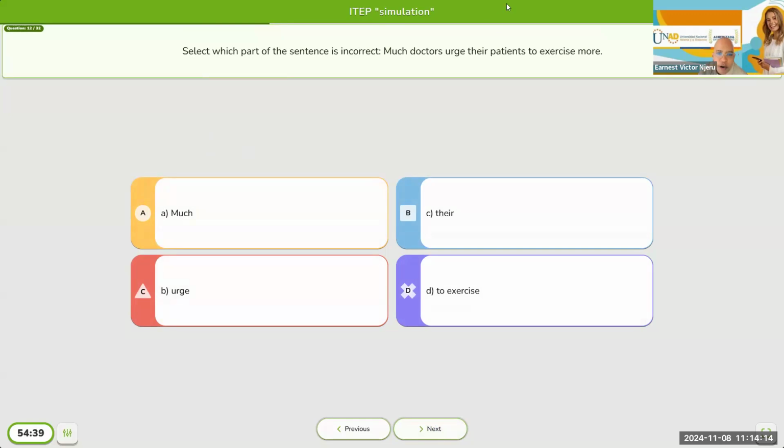Next, select which is incorrect. My goodness, much doctors urge their patients to exercise. My God. Okay, much.